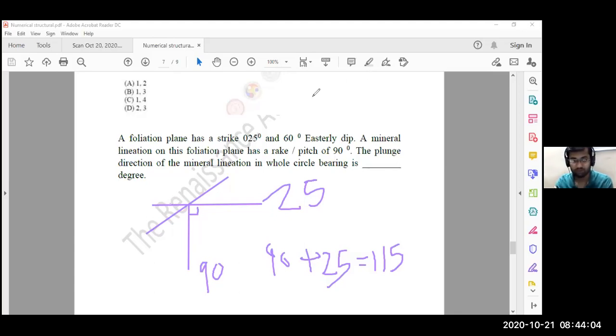Okay, so 115 degree, whole circle bearing. In whole circle bearing we will not give names; we measure from north only. In case of quadrant bearing, you will give direction like northeast, southwest, like this.